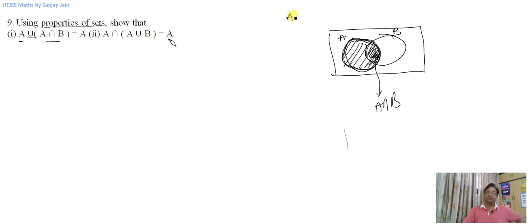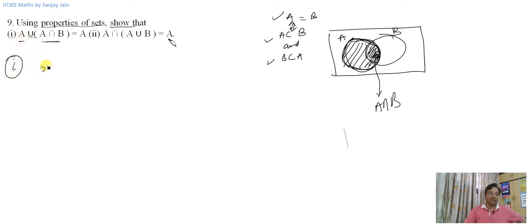Otherwise, how do we show that two sets are equal? We show that A is a subset of B and B is a subset of A. Then that means A is equal to B, and there is a double implication. If A is equal to B, then these two are also true. Now, using properties of sets, show the first statement.